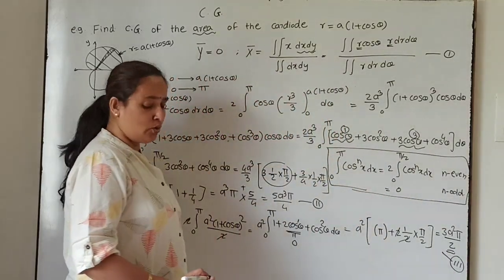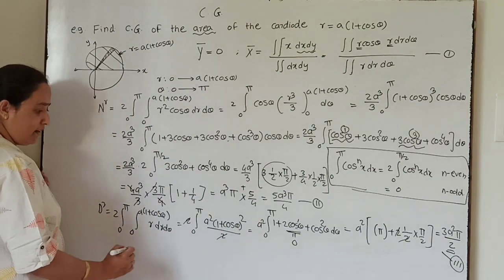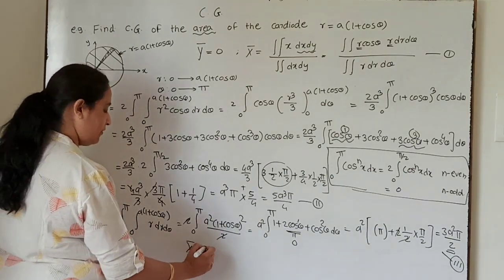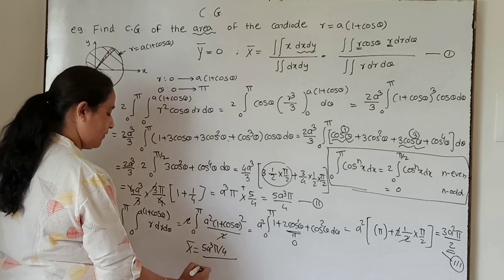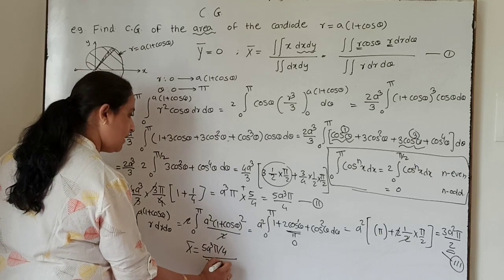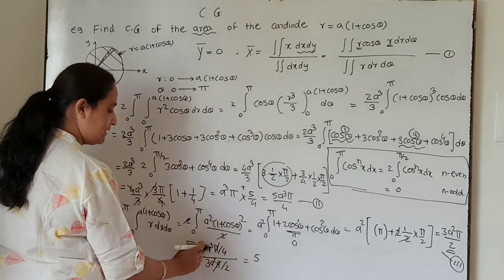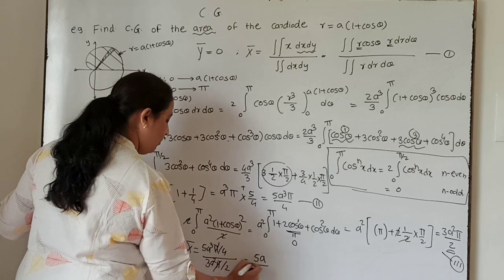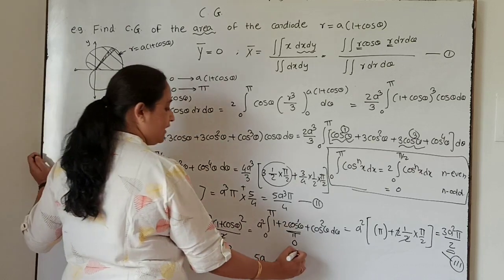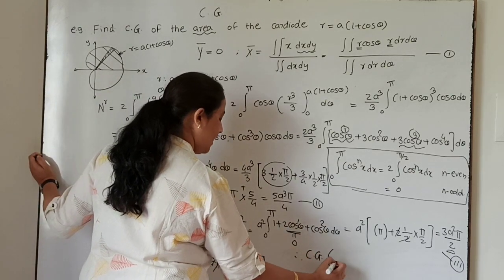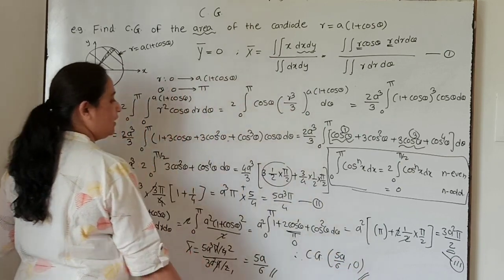From equation 2 and 3, if I substitute values in equation 1, you will get x bar is equal to 5a cube pi upon 4 upon 3a square pi upon 2, that is equal to, 5 pi will get cancelled, a cube upon a is a, upon 6, 5a by 6. This is the value of x bar, and therefore the coordinates of center of gravity are given by 5a by 6 comma 0. These are the coordinates of center of gravity.